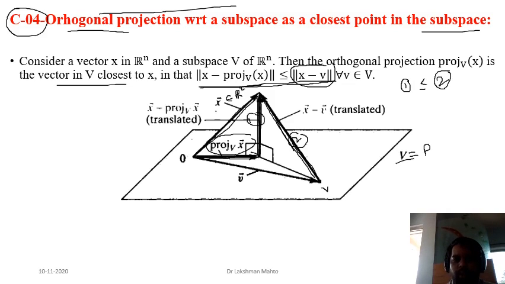So definitely distance 1 is the least distance. And what is 1? How do we define distance? We define it by norm. So this point we are calling the projection of x, and this point is x. So 1 is what? It is the norm of x minus the projection of x over V.